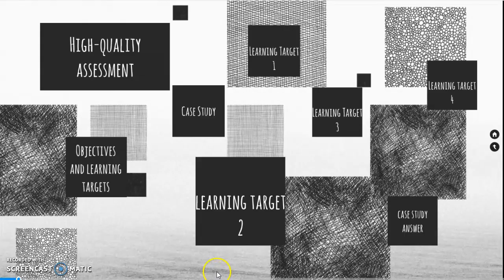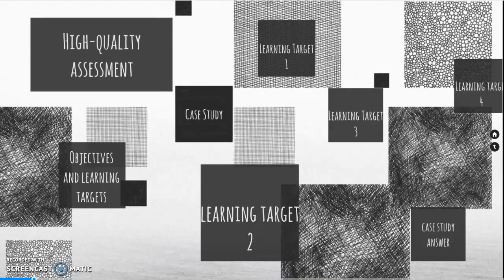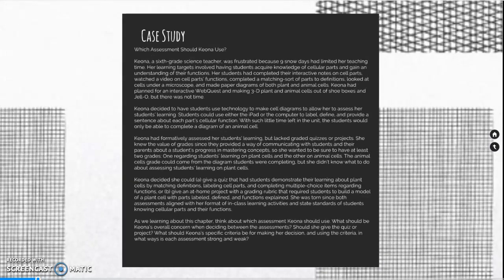First, let's review the case study for this chapter. Which assessment should Kiona use? Kiona, a 6th grade science teacher, was frustrated because 9 snow days had limited her teaching time. Her learning targets involved having students acquire knowledge of cellular parts and gain an understanding of their functions.